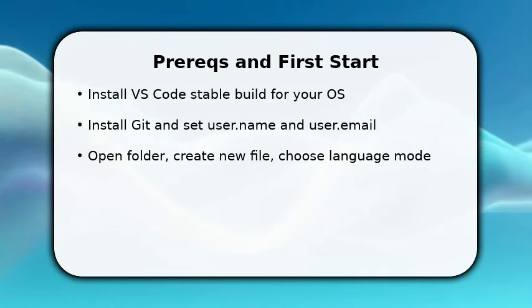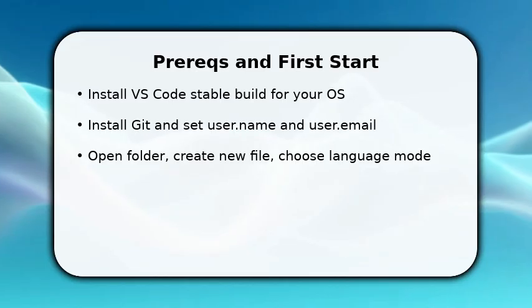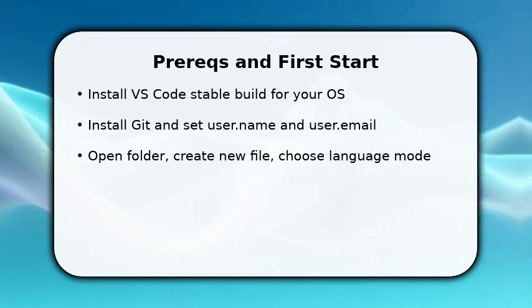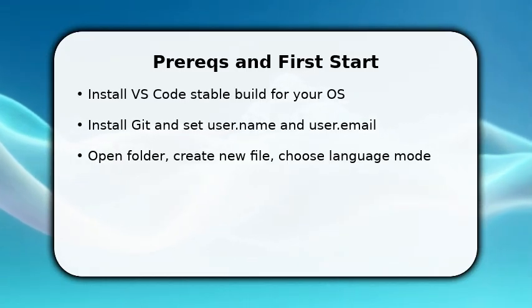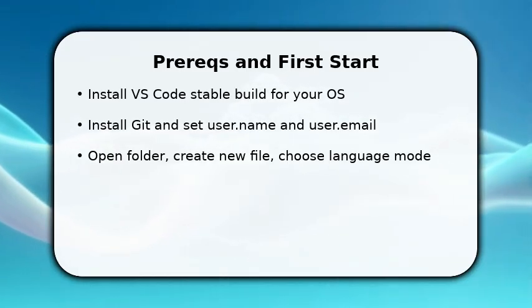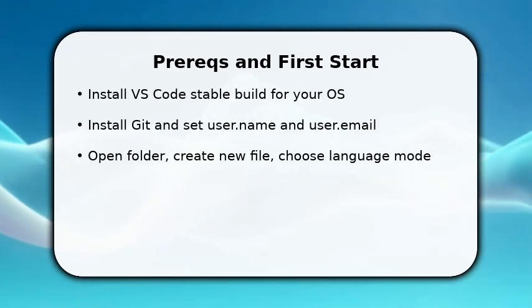Enjoy the video. You'll start by confirming prerequisites, VS Code installed and configured so source control works. Once done, open the folder you'll work in and create a new file. This immediately sets your workspace. Make sure to select the correct language mode at the bottom right so syntax, snippets, and linting activate.